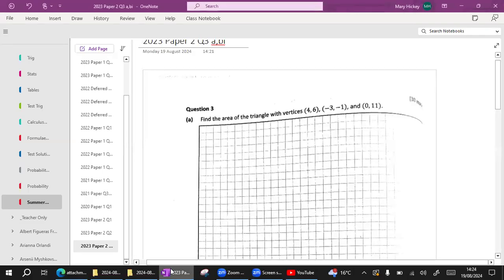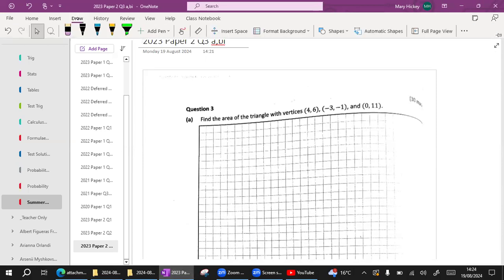So, 2023, paper 2, question 3. Find the area of the triangle with the following vertices. What we know about finding the area of a triangle in coordinate geometry, so this is a line or coordinate geometry question, is that we do have a formula.